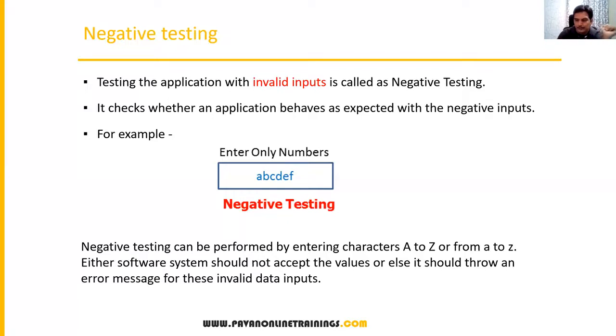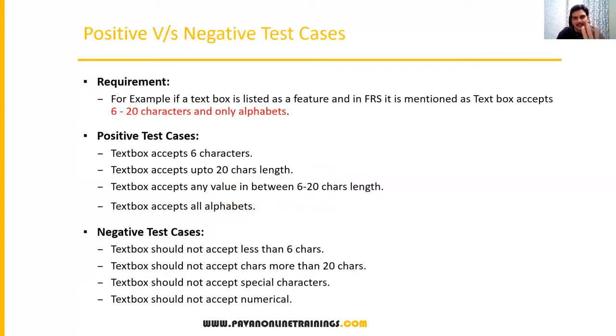Very simple. Now, this is the example I have given, positive versus negative test cases. For example, let us say I have a small requirement here. A text box is listed as a feature in the FRS. It is mentioned that the text box accepts 6 to 20 characters and only alphabets. Read the requirement once again. 6 to 20 characters. The number of characters should be 6 to 20, minimum 6, maximum 20. And those characters are only alphabets. Alphabets means what? A to Z, either uppercase characters or lowercase characters.